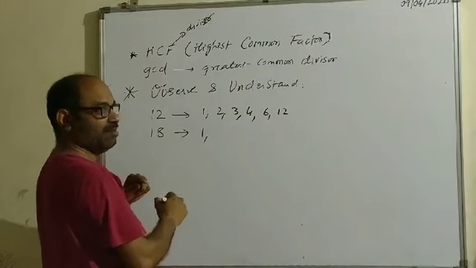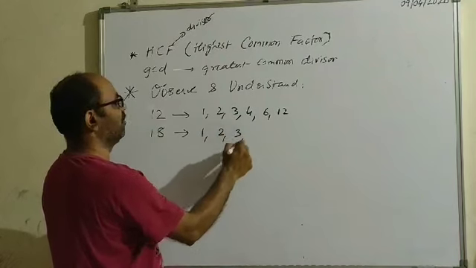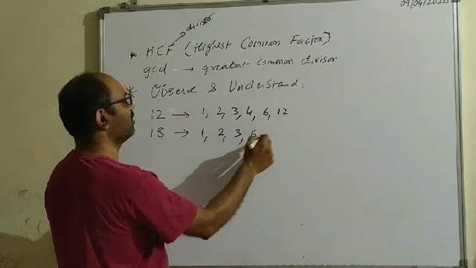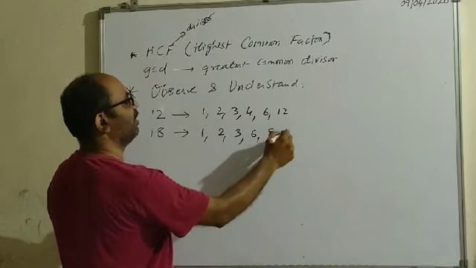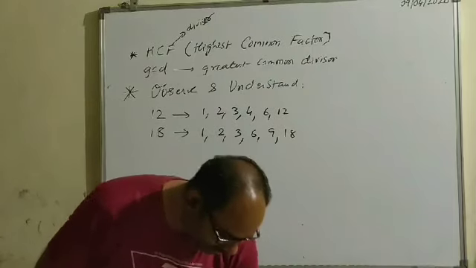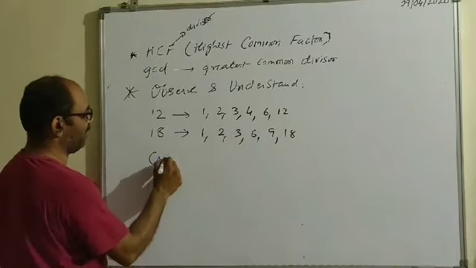1 is a factor of all numbers. Yes, 18 is exactly divisible by 2, 18 is exactly divisible by 3, 18 is exactly divisible by 6, it is exactly divisible by 9 and 18. So, got the factors? Correct. Now, I am going to find the common factors.